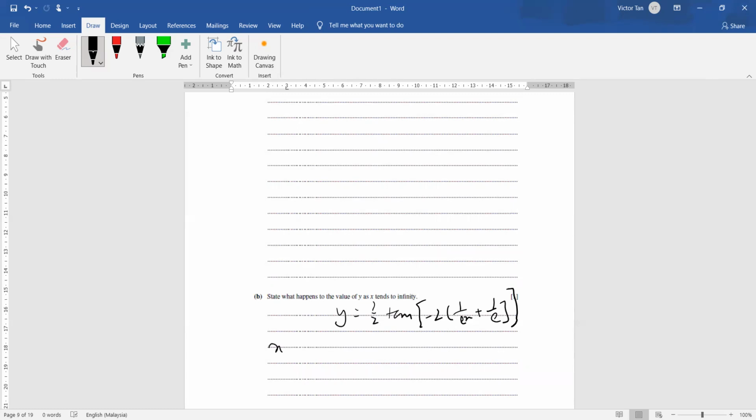So as x tends to infinity, e to the power x tends to infinity, 1 over e to the power x tends to 0. So y will tend to half tangent of minus 2 over e.